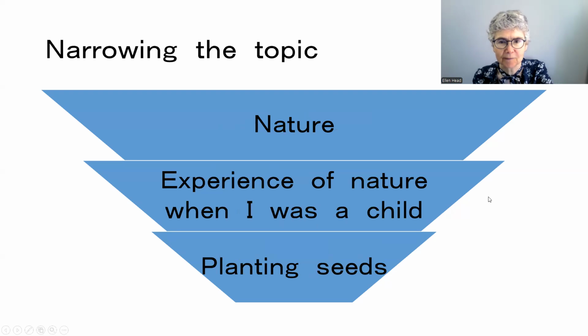Here's another example. The broad topic is nature. Okay, I'm going to write about nature when I was a child. I want something even more specific than that. And so I'm going to write about planting seeds when I was a child. And you might say, what age were you? What specific memories do you have?